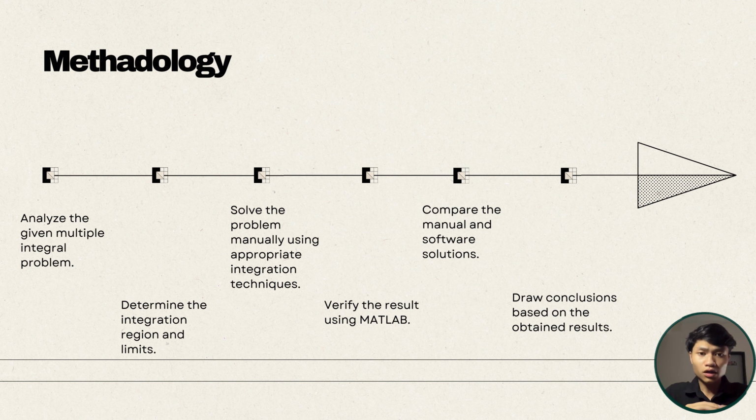So to complete this project, we follow a systematic methodology. First, we analyze the given problem and identify the integration region and limits. Next, we solve the problem manually by applying the appropriate integration technique step by step. After obtaining the manual solution, we use MATLAB to perform the same calculation and verify the result. And finally, we compare both results and draw conclusions based on the findings.